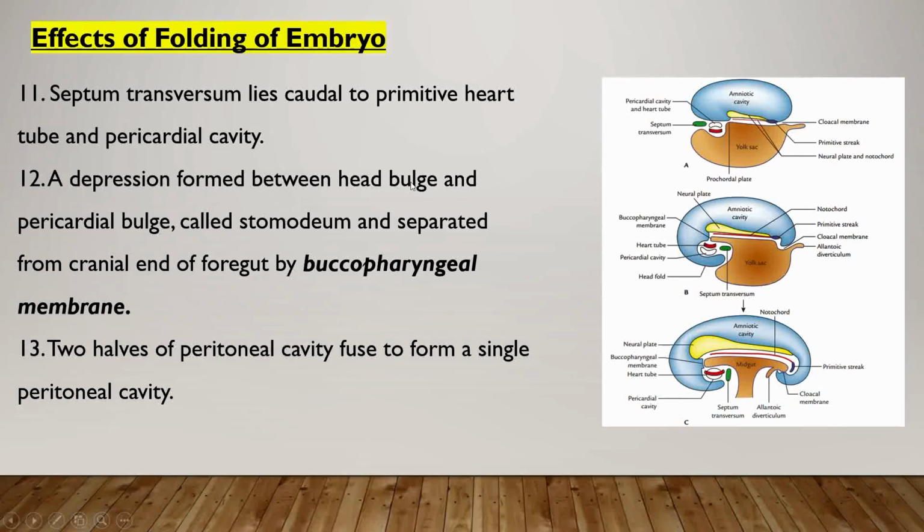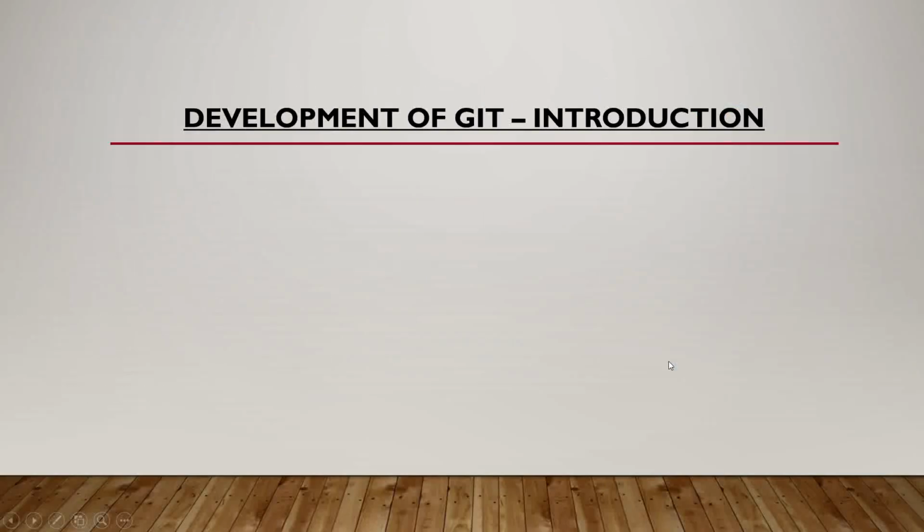A depression formed between the head bulge and the pericardial bulge is called the stomodeum. So here is the stomodeum where the future mouth will form, and it is separated from the cranial end of the foregut by the buccopharyngeal membrane. The two halves of the peritoneal cavity fuse to form a single peritoneal cavity. So that is the effect of folding.